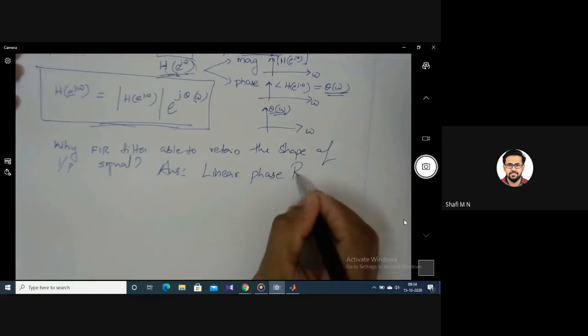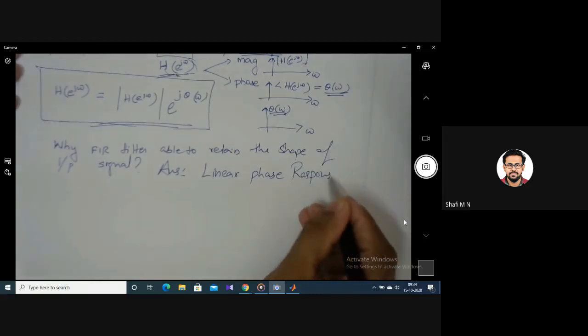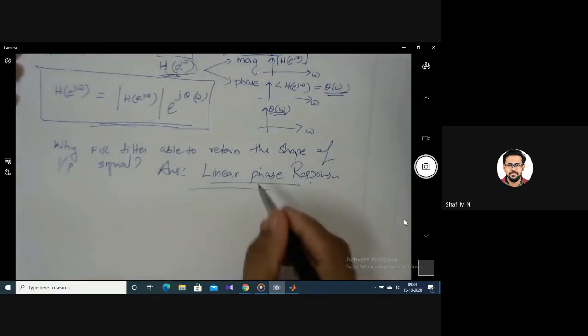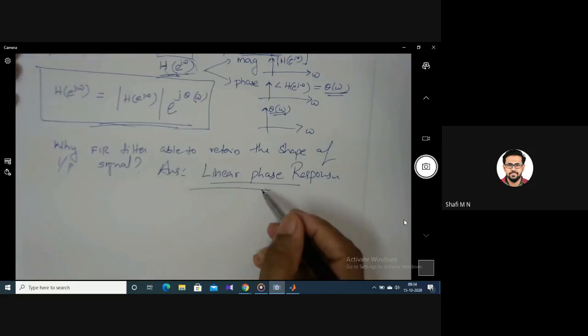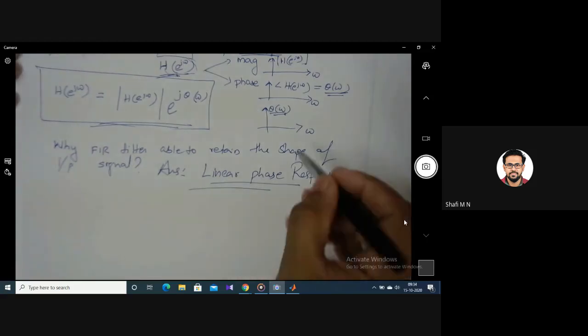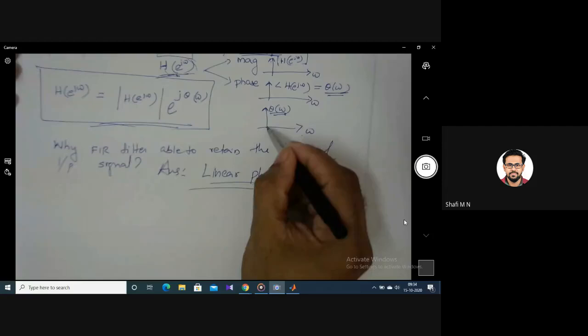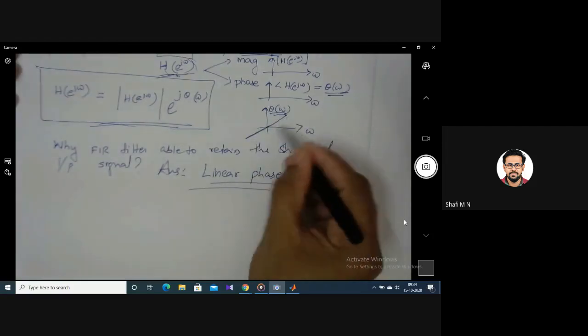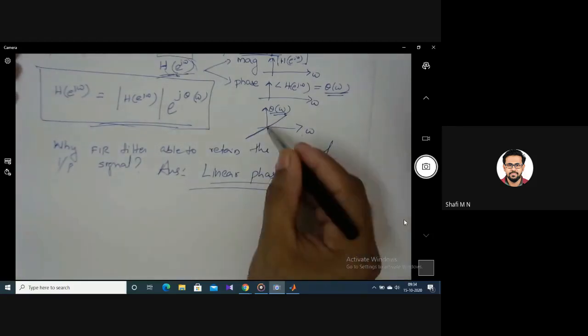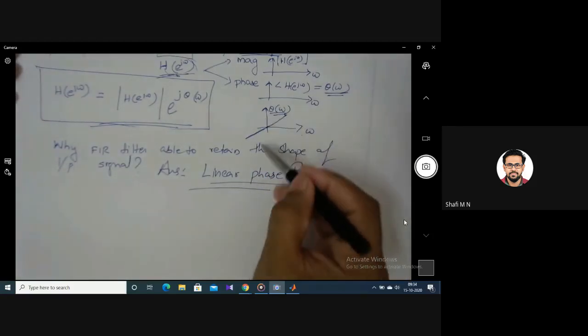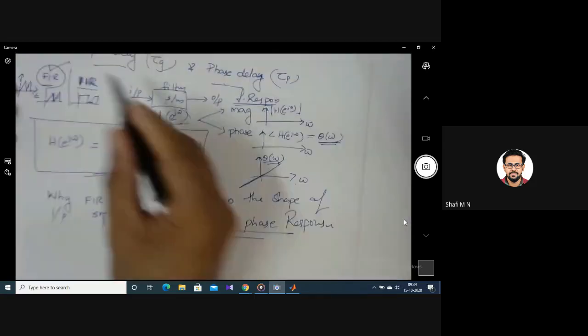Linear phase response. This is the reason why it is able to retain the shape. I will demonstrate this with the help of MATLAB. The linear phase response means that if you make a plot between omega and theta of omega, that will be a straight line. It is because of this particular straight line that it is able to retain the shape.